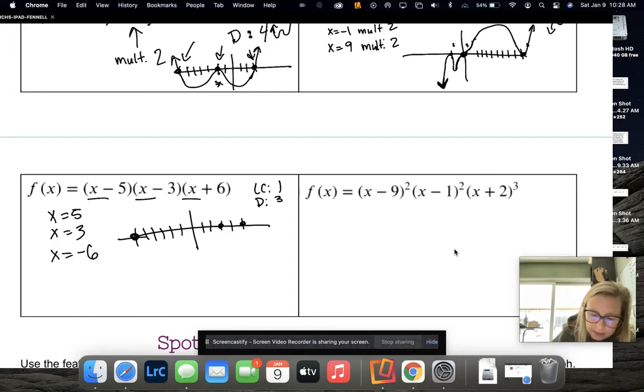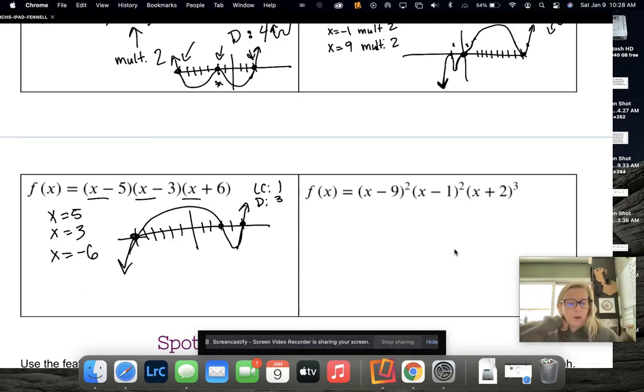Okay, this is an odd degree and a positive leading coefficient, so I know my right arm is going to be facing up and my left arm is going to be facing down. So then we just go on through these. Whoops. That passes through there. Here, let me do a little better job.